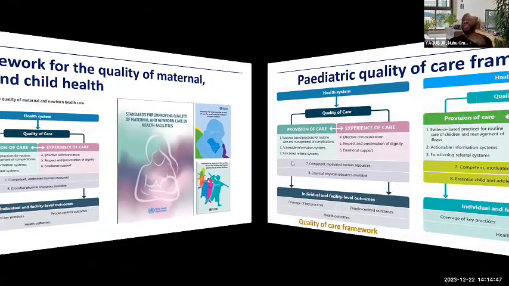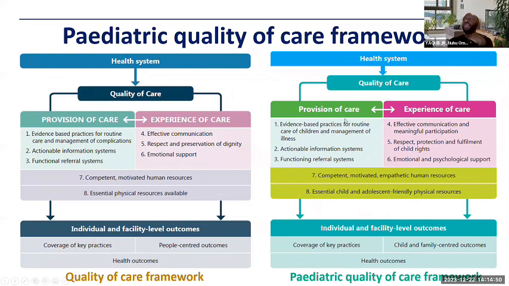So this is just to show how the pediatric quality of care framework, as I said, the framework is the same, and the provision of care is actually the same as the standard framework. There are just some meaningful changes around effective experience of care, which is looking at effective communication and meaningful participation. And that's the discussion around how do you bring children, particularly older children and adolescents, into discussion around the care that they receive. The second is also around focusing on child rights, and then emotional and psychological support for the child and adolescent.